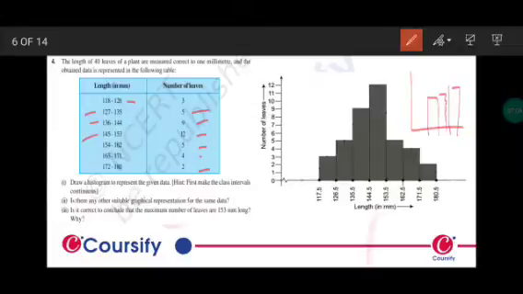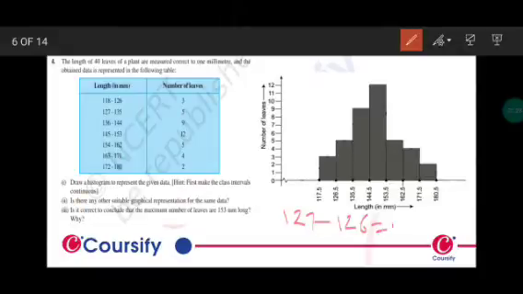How can we make this data continuous? In the first interval the upper class limit is 126, and in the second interval we have the lower class limit 127, so the difference is 1. 127 minus 126 is equal to 1, so half of 1 is 0.5. We'll add this 0.5 to every upper limit and subtract 0.5 from the lower limit of each interval.